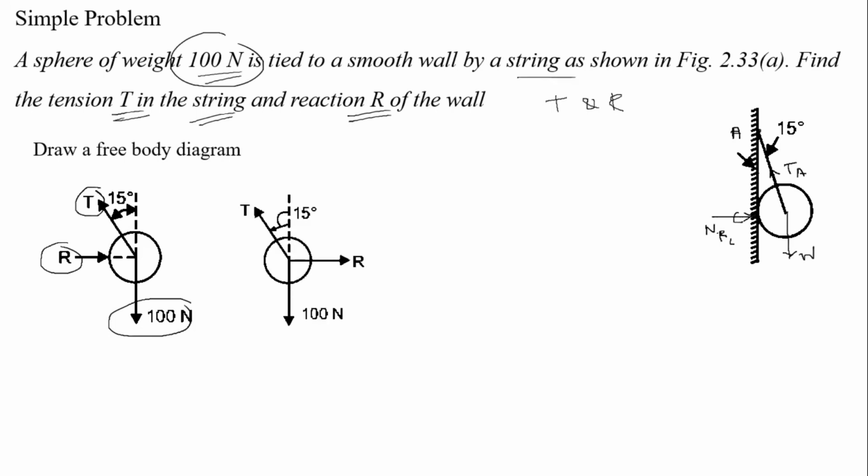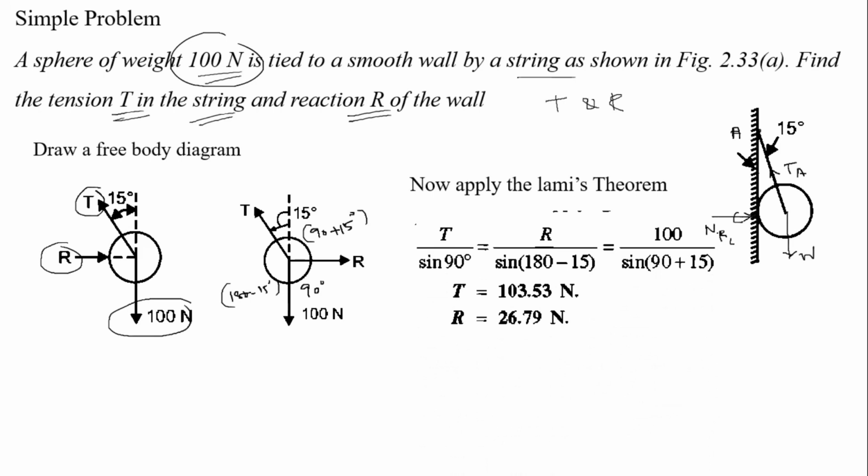We have to rearrange this and find the included angles between the forces, because here there are 3 forces, so we can easily apply Lami's theorem. With the help of Lami's theorem, we can calculate the solutions easily. The included angle between R and 100 Newton is 90 degree, as we know already. The included angle between R and T is 90 plus 15 degree. And the included angle between T and 100 is 180 minus 15 degree.